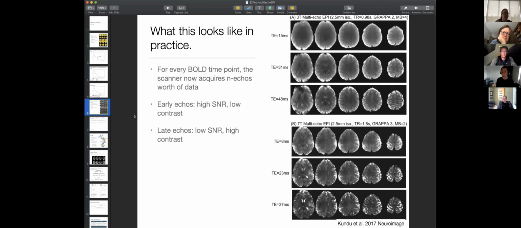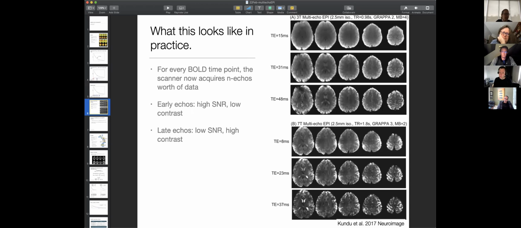So in practice, for every BOLD time point that you acquire, you're going to get a volume for each echo time that you acquire. Early echoes, as you can see here, the upper one is 3T data, this lower one is 7T data. You see that we get high SNR but low contrast. So you're not seeing any gray white matter, but you are getting a lot of signal out of this.